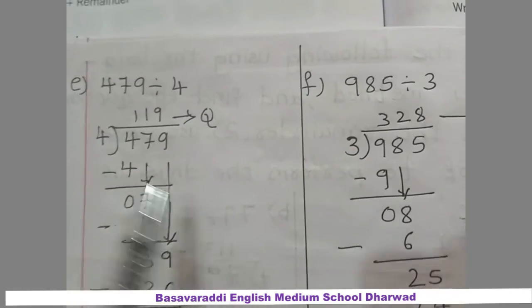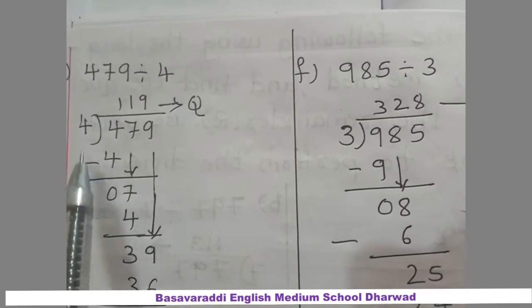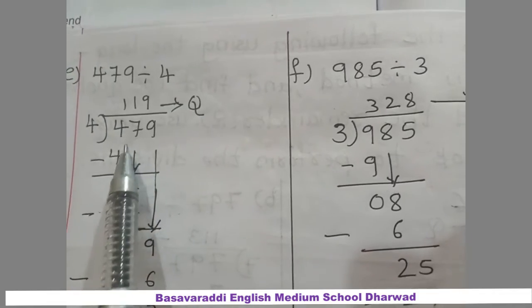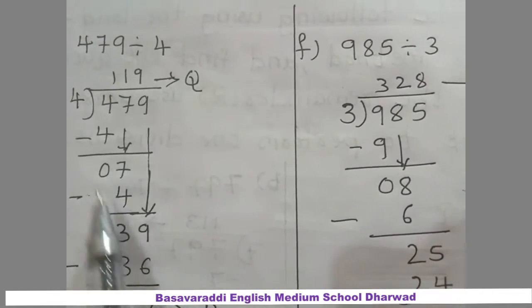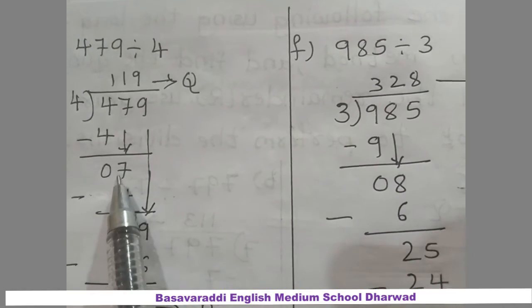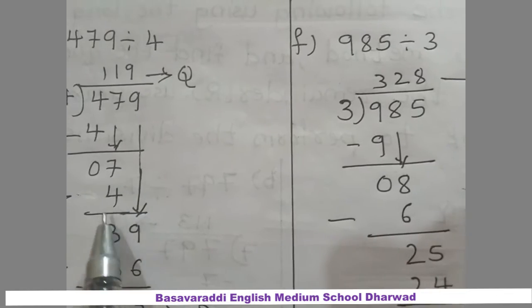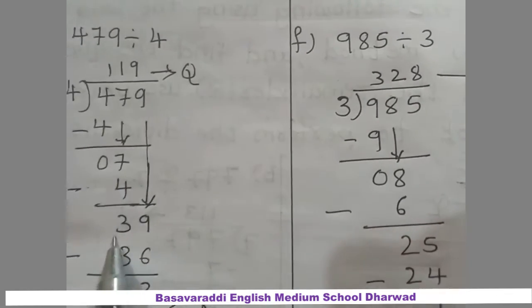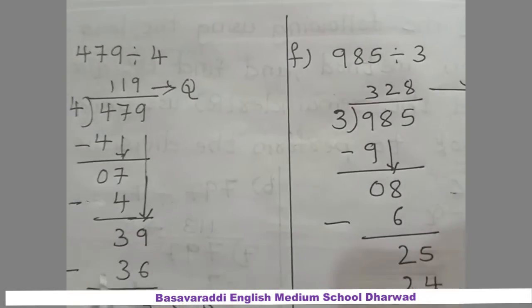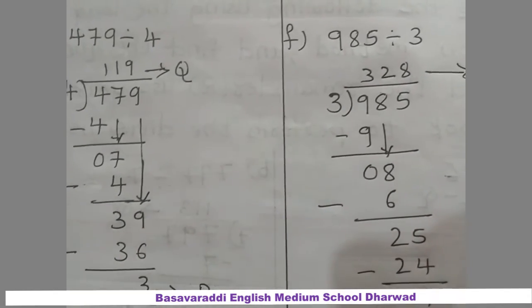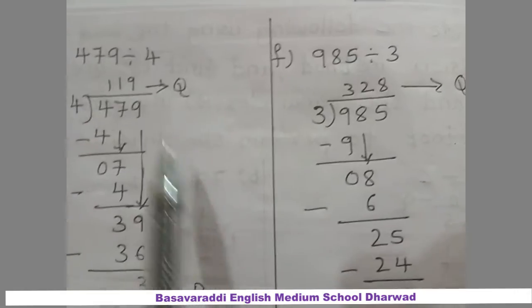And 479 divided by 4. 4 is the divisor and this is the dividend, and again we have to divide this one. 4 ones are 4, 0, and we bring down 7 from the tens place. 7 minus 4 means 3, again we bring down the ones place, that is 39, that is 4 9s are 36. So 9 minus 6 means 3. 3 is the remainder, and Q is what?